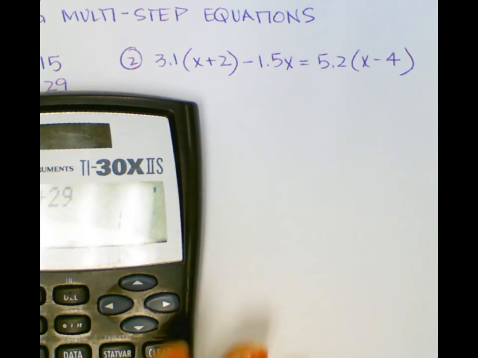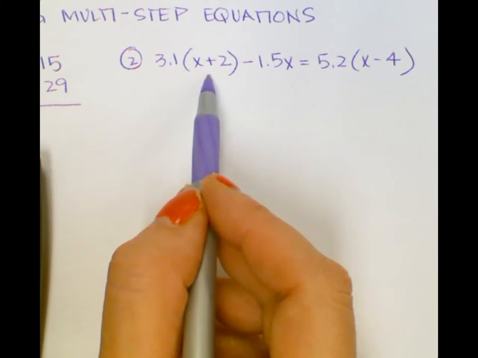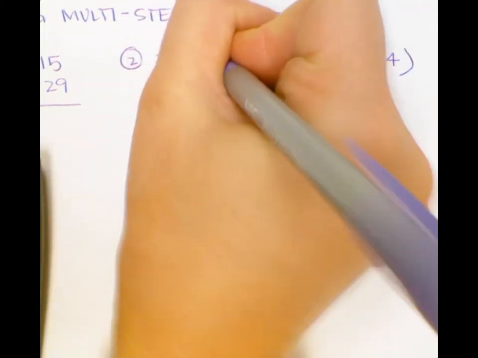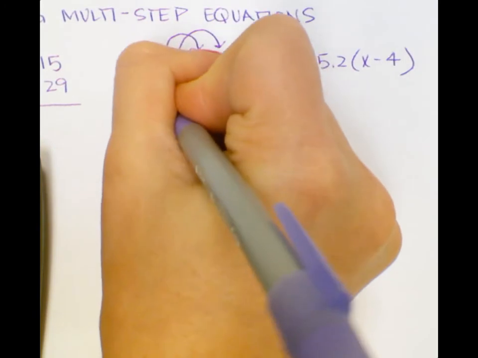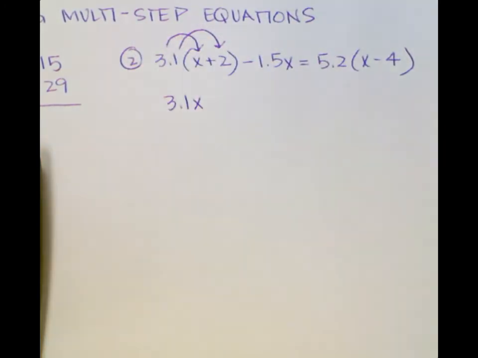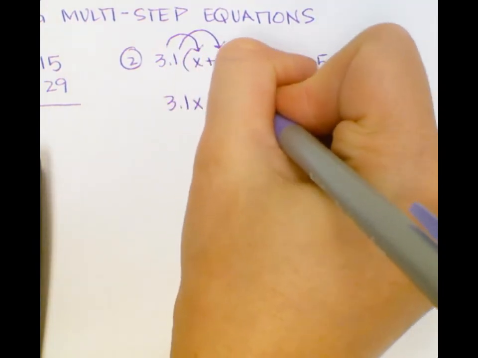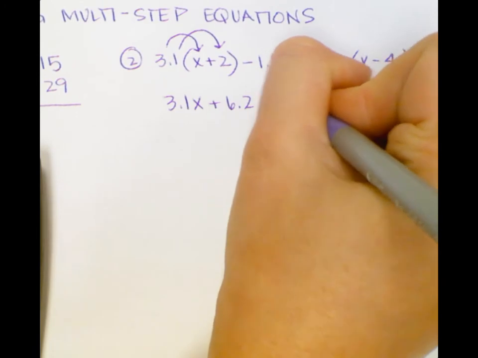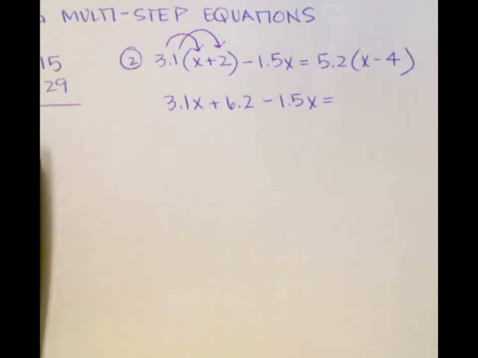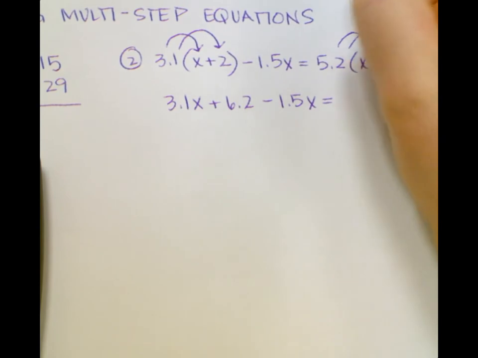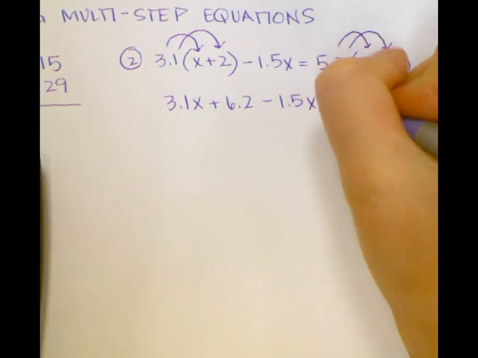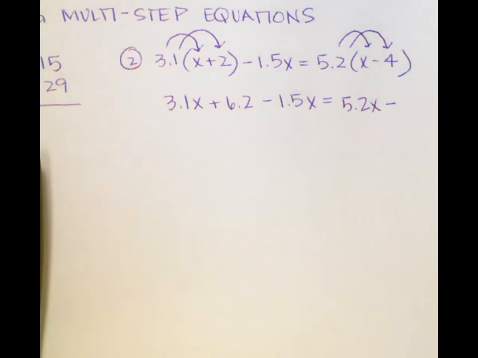I'm going to put my calculator right here so you can see me doing it at the same time. We know that when a number is on the outside, we are going to distribute this. So we're going to do 3.1 times x and 3.1 times 2. So 3.1x. And then again, in your calculator, 3.1 times 2 is 6.2. You still have the minus 1.5x. Now, over here on the right side, I am going to do the distributive property again. So 5.2x. And then my calculator, 5.2 times negative 4. Make sure you do that negative 4. That minus sign means negative.